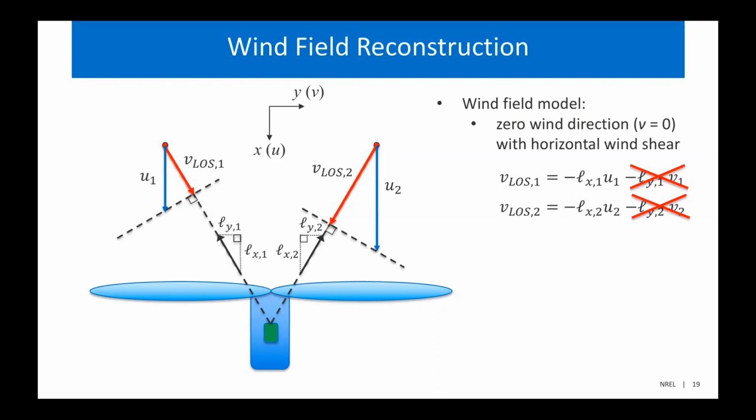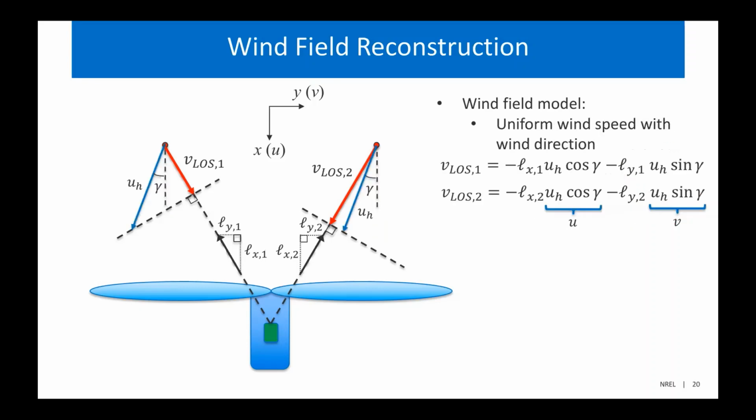So to do this, we have to make some assumptions. We have to use a wind field model. The first wind field model we could use is to assume that the turbine is perfectly aligned with the wind, so we have 0 relative wind direction, and our V crosswind component is 0. But we can have a horizontal wind shear, so different wind speeds on either side of the rotor. So in this case, from our line of sight velocity measurements without the V component, it's very simple to solve for the wind speed at our 2 measurement locations. And so we can get 2 different wind speeds at the 2 beam locations.